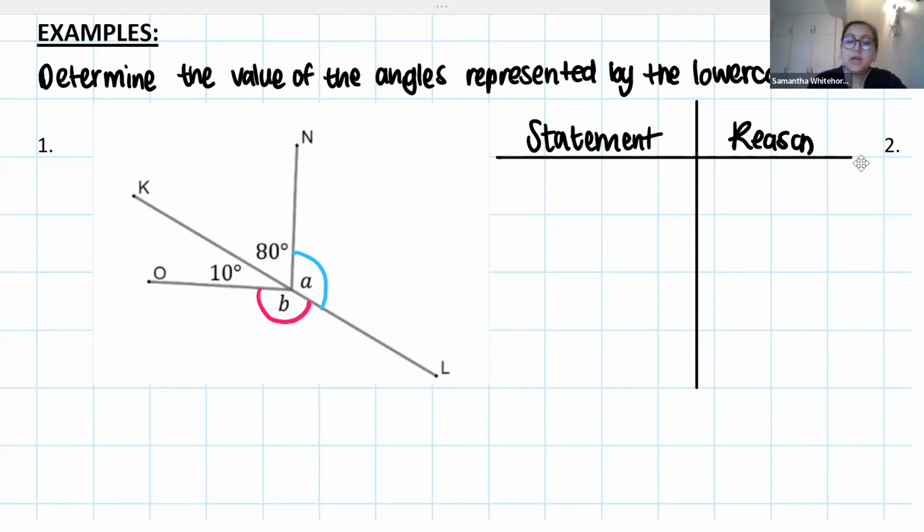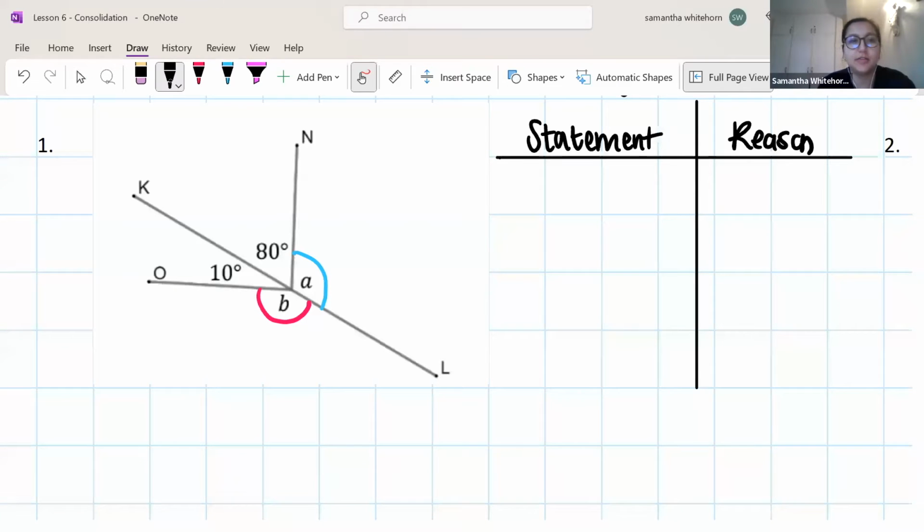All right, would anyone like to raise their hand to give me either angle A or angle B? Okay, Lwandle. Evening, ma'am. How are you today? Good evening. I'm good. How are you?